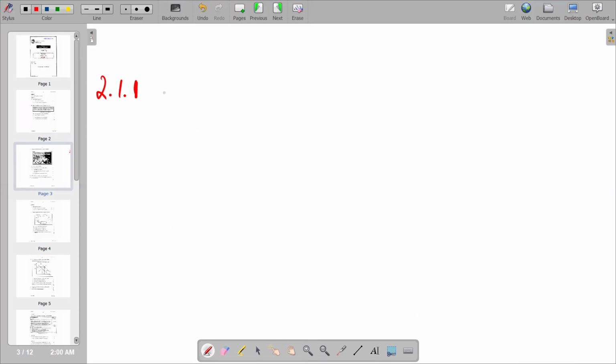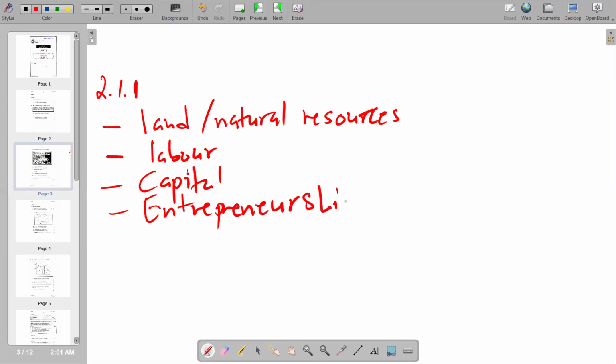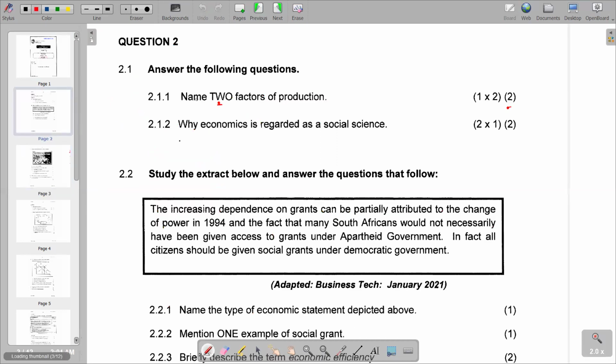We have got land, which are our natural resources. We also have labor as a factor of production, and we also have capital as a factor of production. And lastly, we've got entrepreneurship as a factor of production again. So we have got four, but according to our question, we are only required to mention two, so we can just name two.